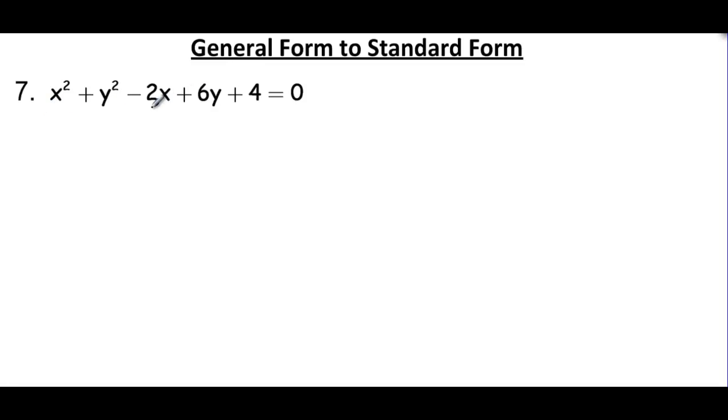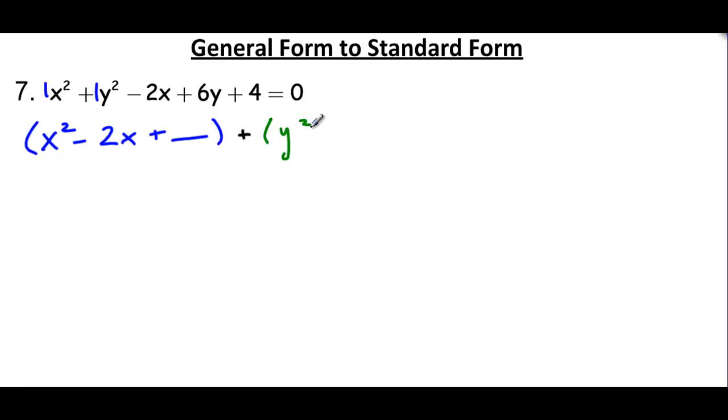First thing I want to do is move the x's and the y's together. If I notice, there's an imaginary 1 in front of the x squared and an imaginary 1 in front of the y squared, which means I'm going to be able to do completing the square without doing any extra work. So I'm going to put the x's together, x squared minus 2x, and because I want to complete the square, I'm going to put plus blank. Plus, now I'm going to go to the y's.